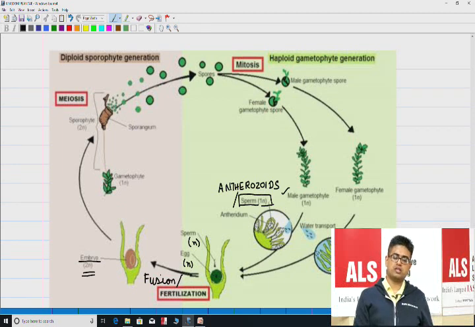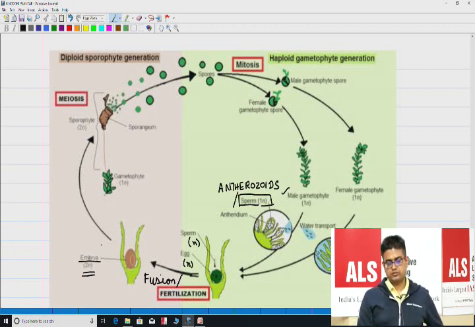The first cell that is formed in this generation is called zygote. So it must be written here, zygote. Zygote is a diploid cell. The first diploid cell of this generation is the zygote. It grows into the embryo.